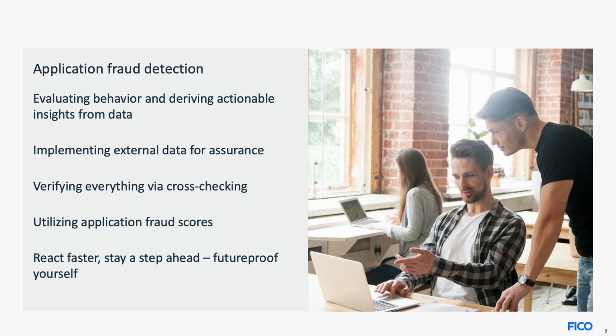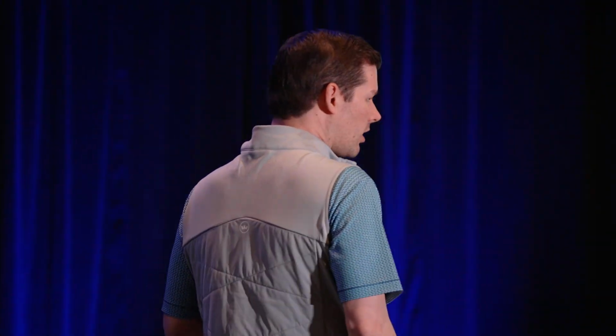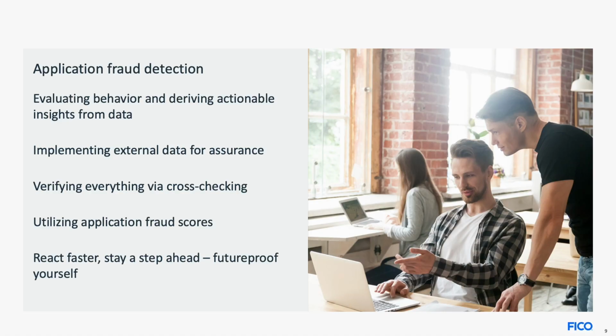So going back to verifying everything through cross-checking, being able to have those controls in place, to have the data that allows you to cross-check, having the rules and strategies in place, that goes back to the conversation I was having this morning of how do we cross-check the information that we have from an application perspective with all of the data that's out there to understand, hey, this person died 6 years ago, they probably don't need a credit card. So it's all about cross-checking in the right way, utilizing application fraud scores. That's a big topic for FICO right now, scoring from an application fraud perspective.